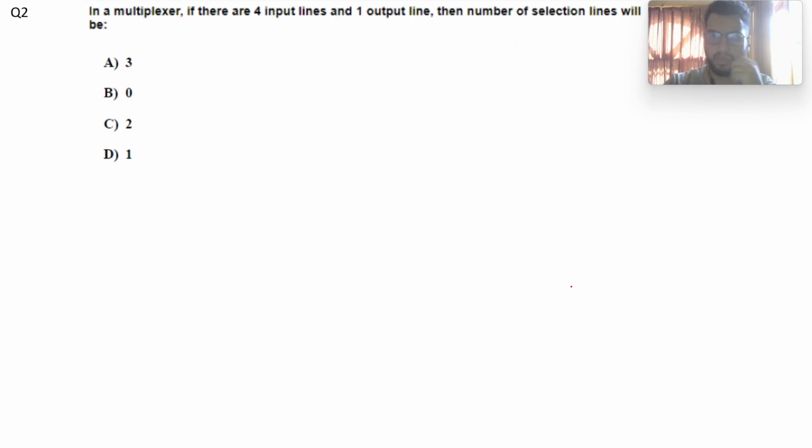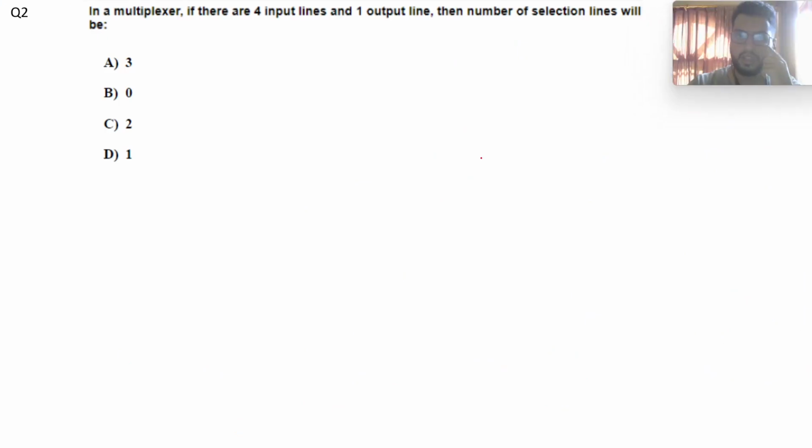It states that in a multiplexer, if there are 4 input lines and 1 output line, so it is a 4:1 mux, then the number of select lines will be, so it's a pretty simple question. You saw it in the previous question as well. There were two 4:1 mux and two select lines were there. So simply the answer to this question is 2.